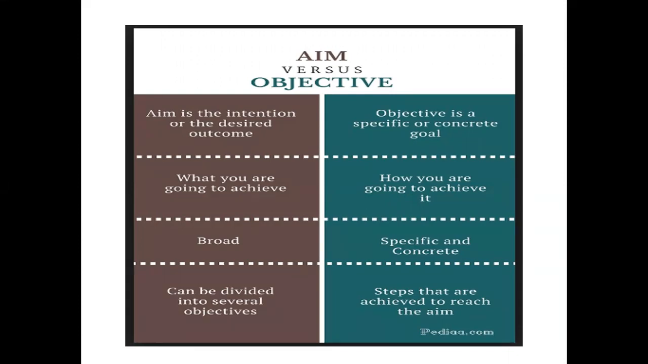The aim is broad, the objective is specific. An aim can be divided into several objectives, but objectives are steps that are achieved to reach the aim. So an objective should not be broken down further. It should just be simple, precise, concise.